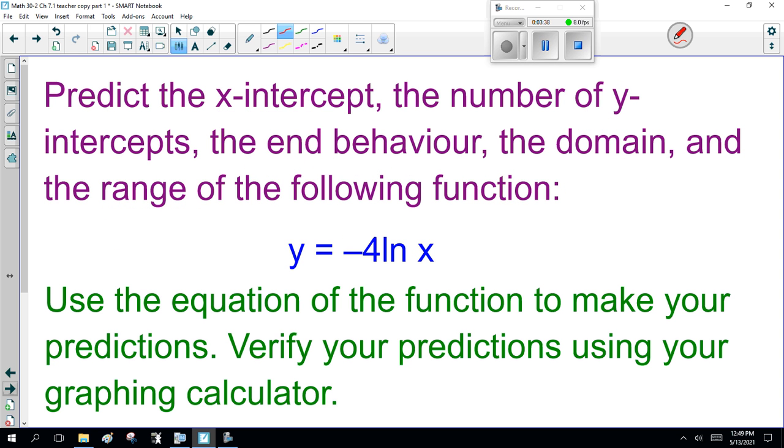Now, let's try this one here. Take the x-intercept, the number of y-intercepts, the end behavior, the domain, and the range of the following function. y equals minus 4 ln of x. And you're going, oh, what the heck? Oh, minus 4 times log base e of x. We're having trouble with that.